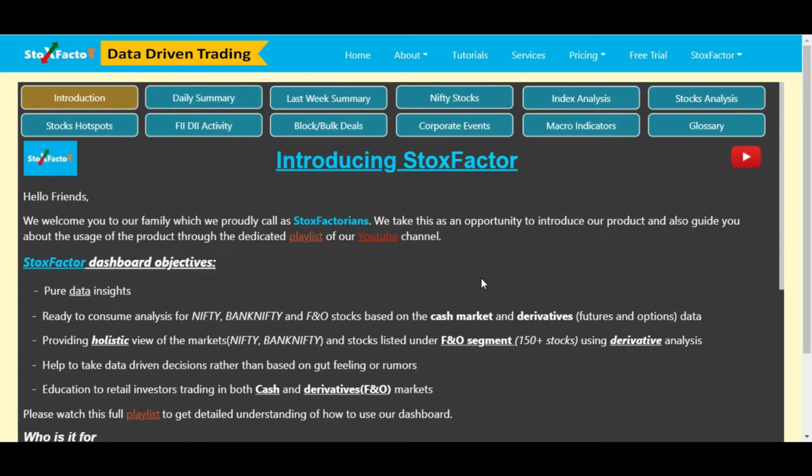So once you have taken the paid version, whether it is a monthly subscription or a yearly subscription, you can log in and then go to the home page. In the home page you will find the dashboard. The look and feel of the dashboard is exactly the same as it was in the free trial version.